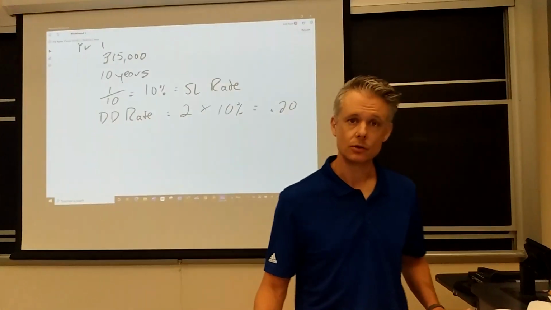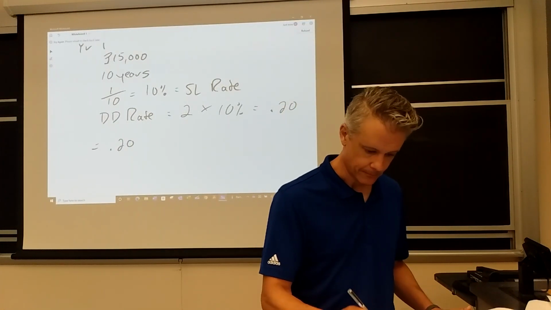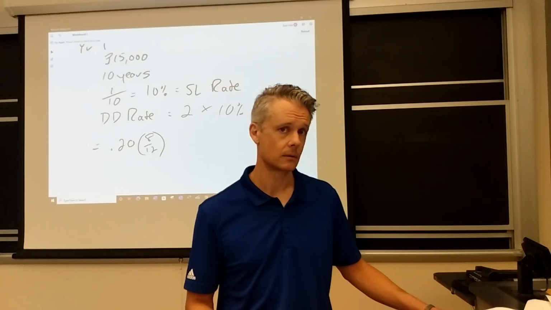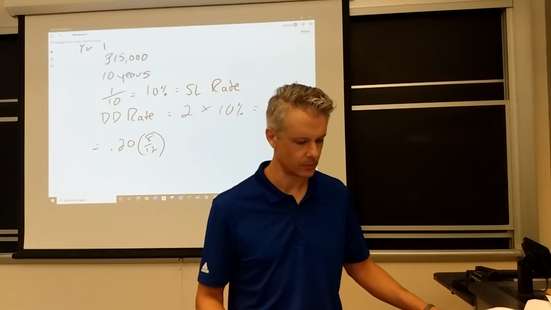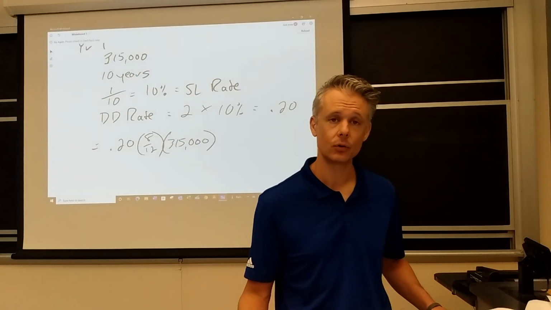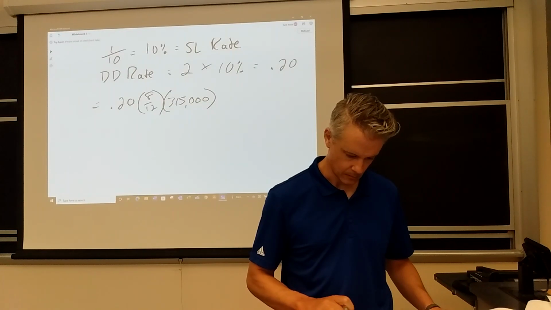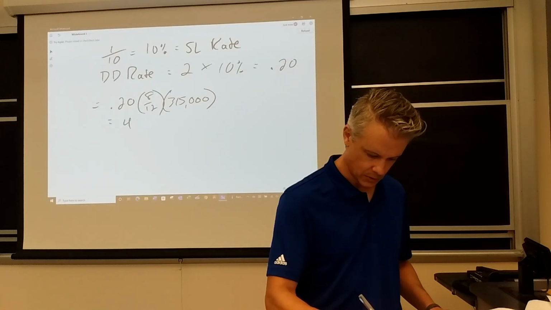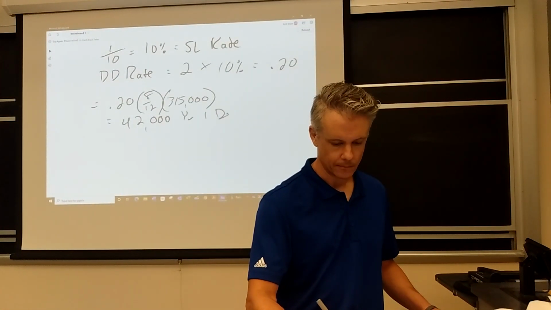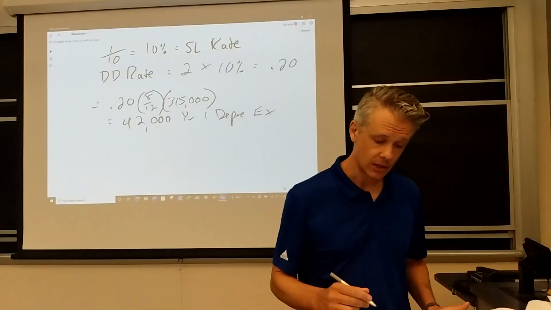So let's use this rate to get our year one depreciation expense. We bought it in May, so we will account for that, applying 8 out of 12 months of depreciation. And we are applying this to the book value, which is $315,000. This comes to $42,000 in year one depreciation expense.